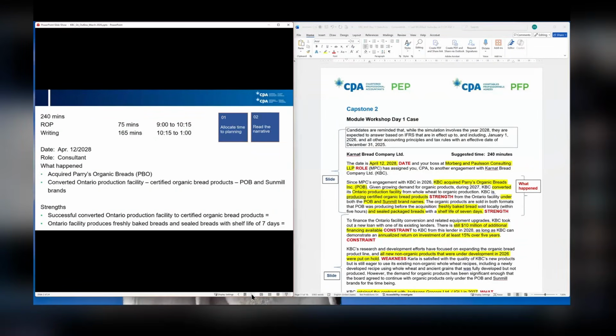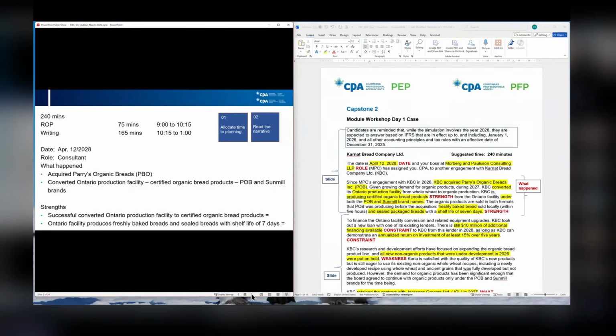Step 2 is start to read the narrative. And as we go along, I'm going to extract the relevant case facts and input it into either my outline or my situational analysis. So as we look at the first few paragraphs, the important information I need to extract is the date. So today's date is April 12th, 2028. Role is we're still a consultant. What has happened? I like to type that in so then it's top of mind. They did acquire PBO. So they converted the Ontario production facility to certified organic bread products. And so they're selling bread products under PBO, sorry, and Sunmill brands.